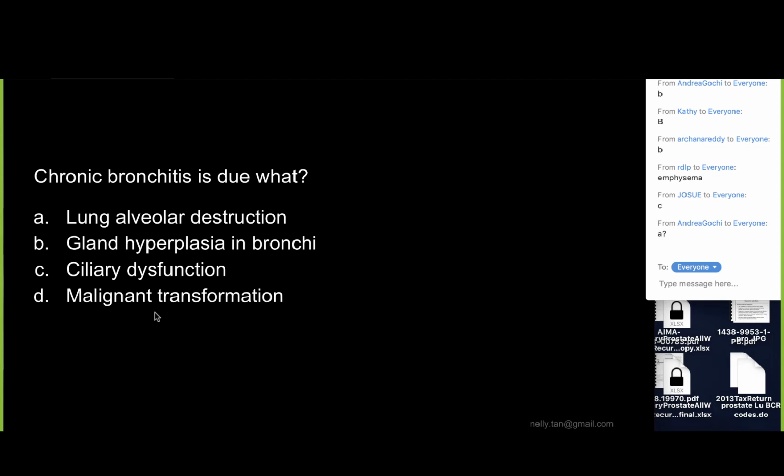Chronic bronchitis is due to what process? Alveolar lung destruction, glandular hyperplasia of the bronchi, ciliary dysfunction, malignant transformation. What is the underlying cause of chronic bronchitis? Pathophysiology. A, alveolar destruction. Okay. So it sounds like maybe that's D or C. Ciliary dysfunction versus malignant transformation. Okay. All right. I love that you guys are such an awesome class.